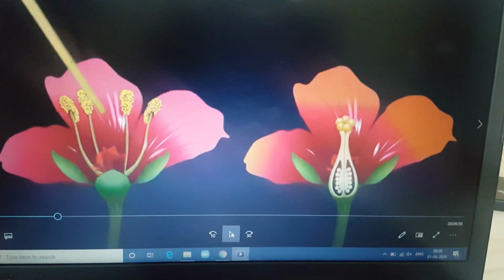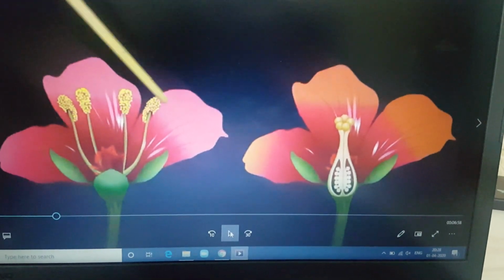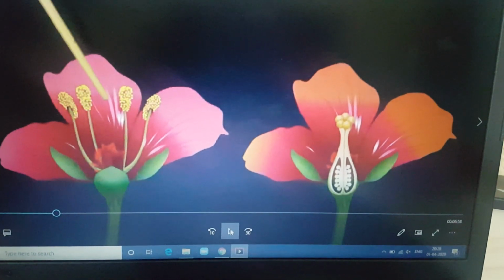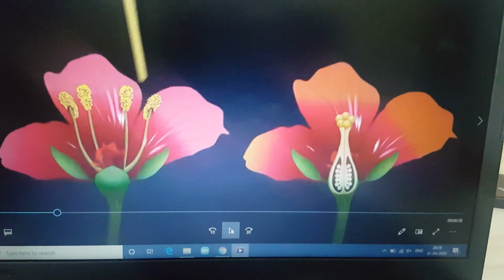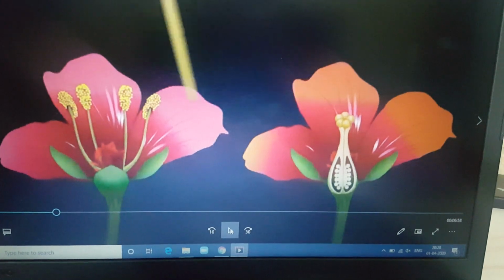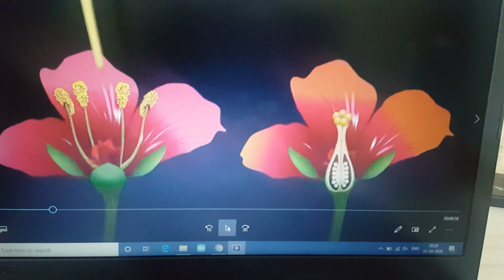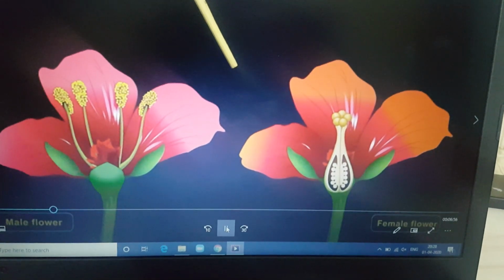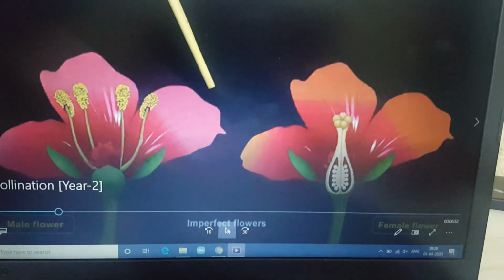Over here there is no pistil, you could only see the stamens. So in both the flowers, if you see, only one sexual organ is present. This is the male flower, whereas this is the female flower, and since only one sexual organ is present, we call it a unisexual flower. So we have two types of flowers, bisexual flower and the unisexual flower. The unisexual flower we also call an imperfect flower.